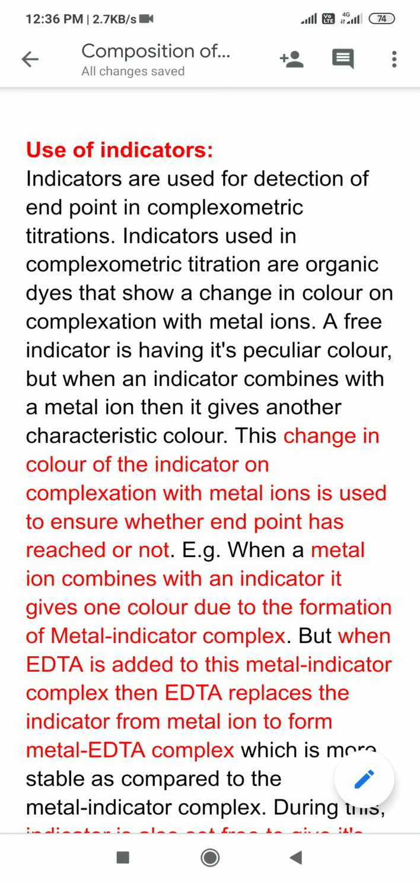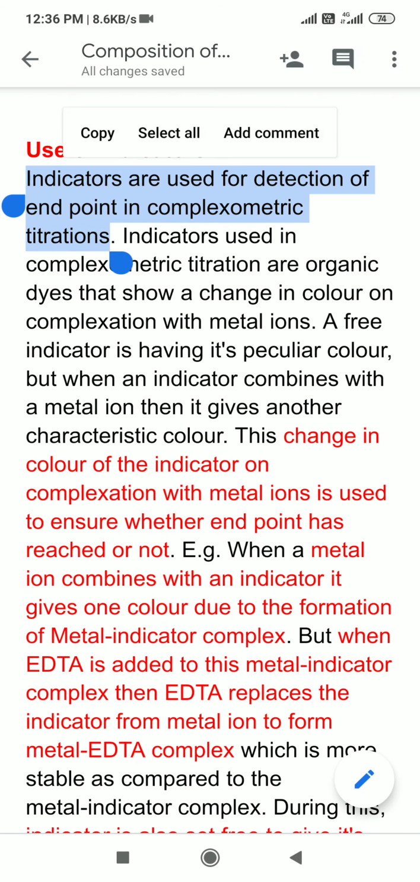Good afternoon, everybody. Our today's topic is use of indicators in EDTA titrations or complexometric titrations. So, indicators are used for the detection of endpoint in complexometric titrations, and various types of indicators are used for detection of endpoint in complexometric titrations.